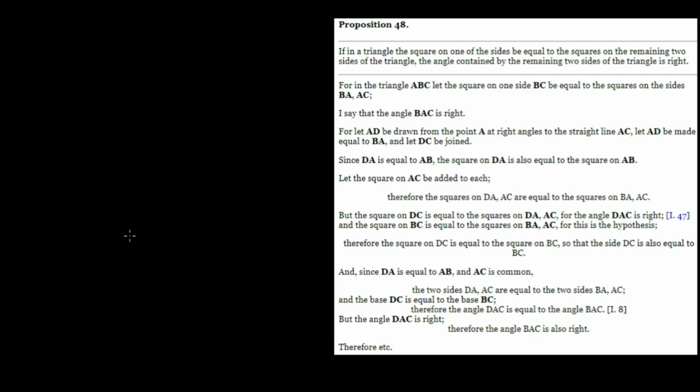In the final proposition of Book 1, we're going to prove the converse of Proposition 47, the converse of the Pythagorean theorem, which is: if in a triangle the square on one of the sides be equal to the squares on the remaining two sides of the triangle, the angle contained by the remaining two sides of the triangle is right. For in the triangle ABC, here's our triangle ABC.